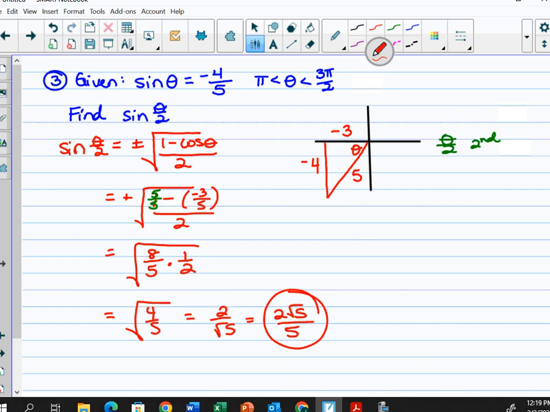Positive 2/5 over 5. Oh, I remember. It's the same numbers as the last one, so I just said, okay. Positive, because it's sine in the second quadrant.